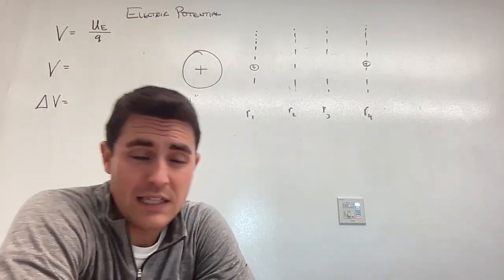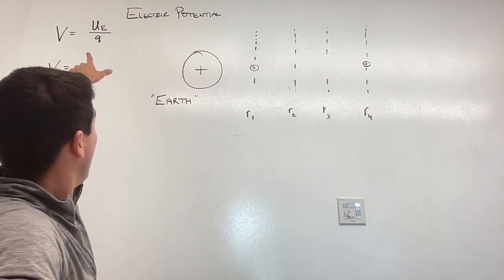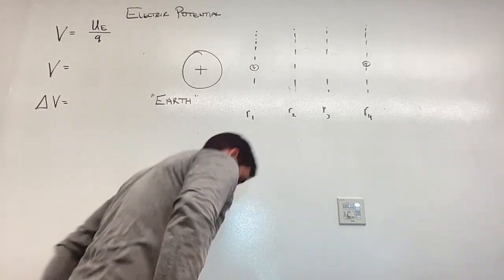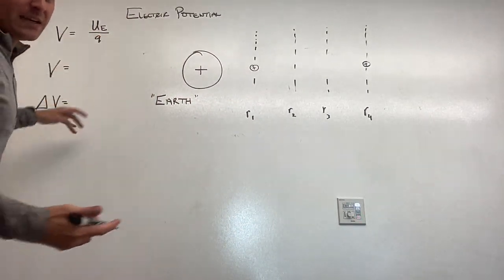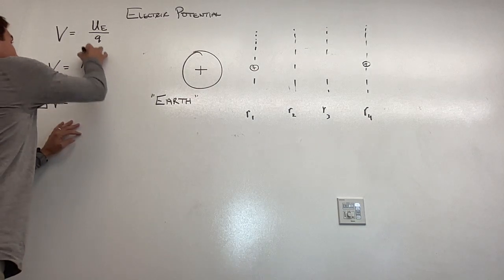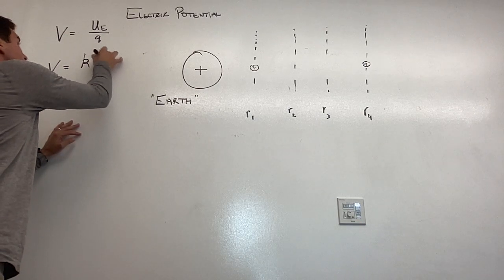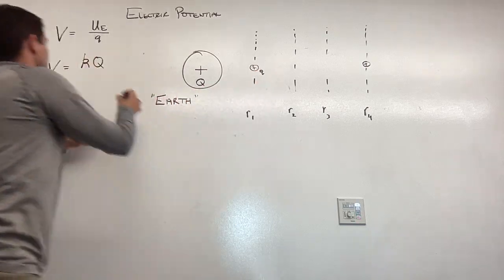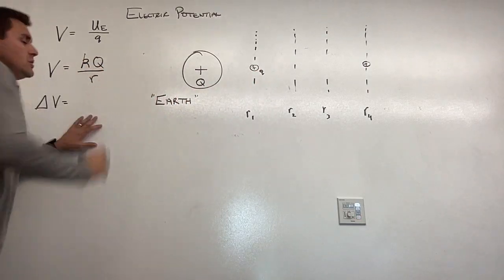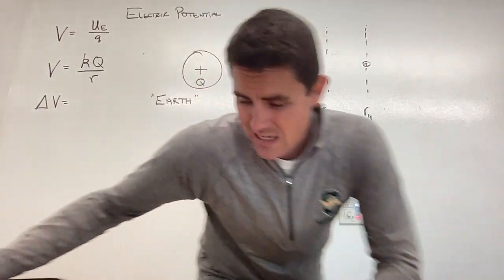We can calculate the electric potential in a different way besides this. Instead, if we do the algebra, we plug in our equation for UE and divide it by the test charge, and we end up with this equation. Voltage is kQ, and we'll call this guy big Q, we'll call this guy little q, over r. So what is voltage dependent on?